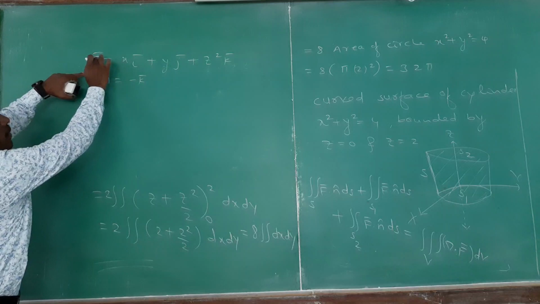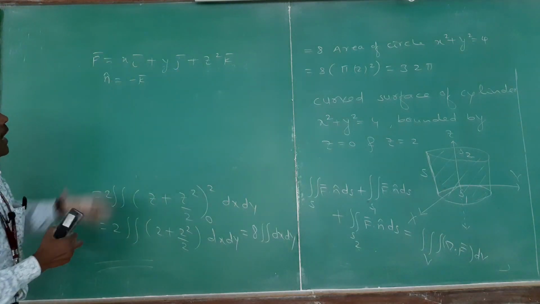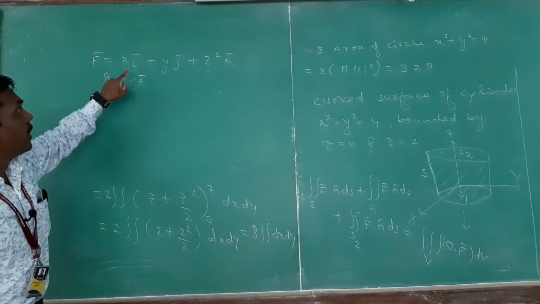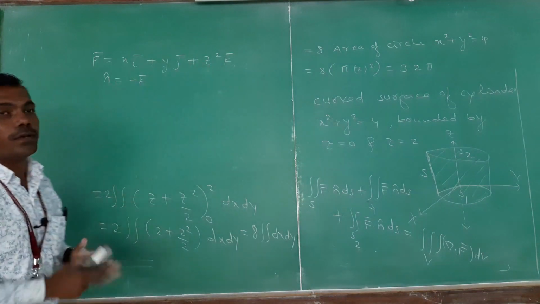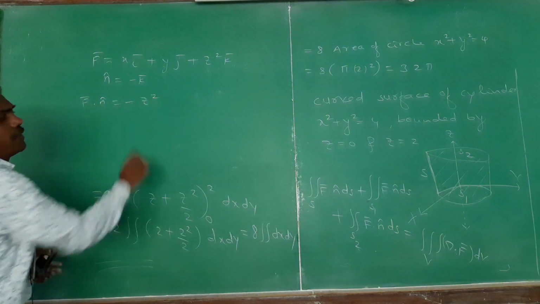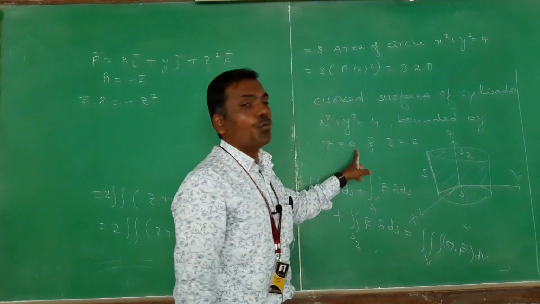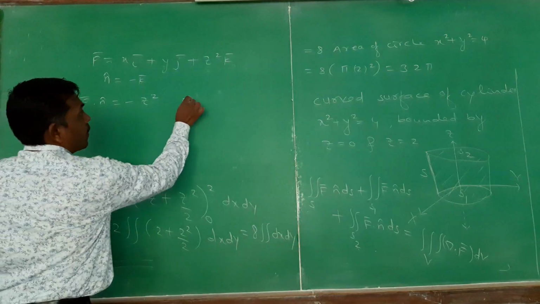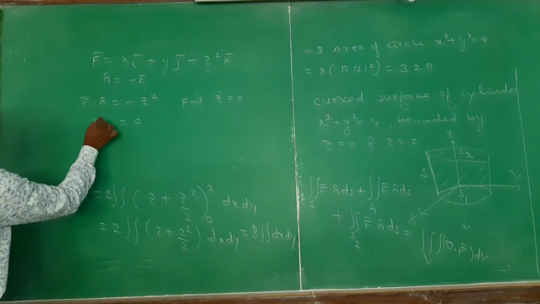So my n cap is minus k bar, and take the dot product, f bar dot n cap. What do I get if I simplify? I know that i bar dot i bar is 1, j bar dot j bar is 1, and the others become 0. There is no i j k here. I get k bar dot k bar as 1 and I get minus z square. So f bar dot n cap is simply minus z square. But on this surface the value of z is 0, so if I put z equal to 0, I get f bar dot n cap equal to 0.